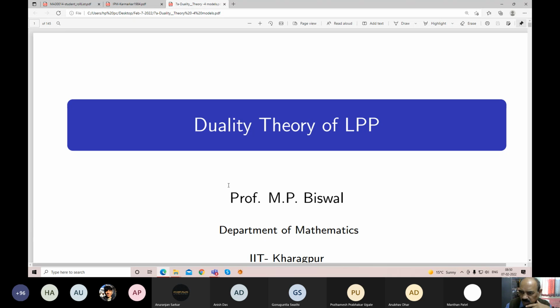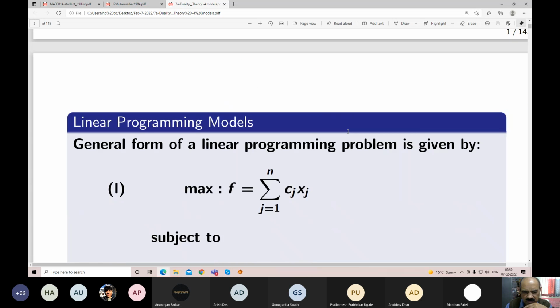See here, how many models, how many dual problems are we considering? The 4 types. There are several types, so using these 4 types, I can cover everything. Okay, 4 types. First type, this.